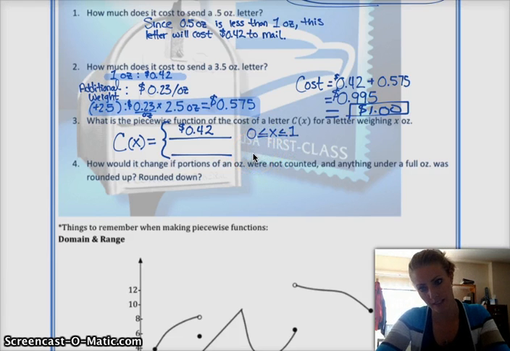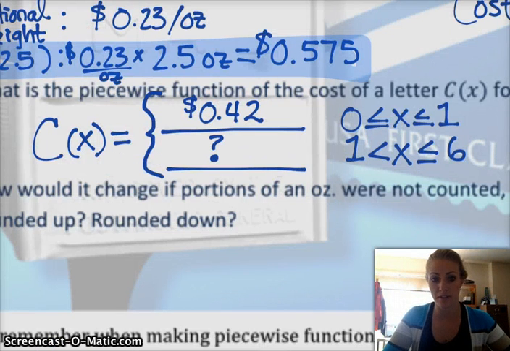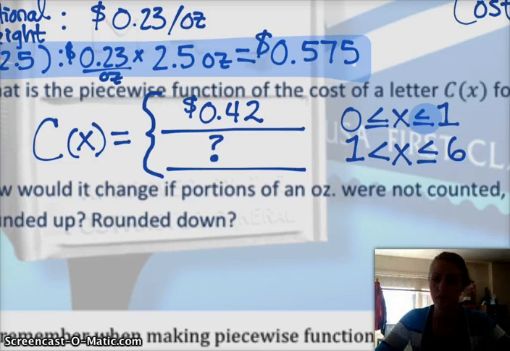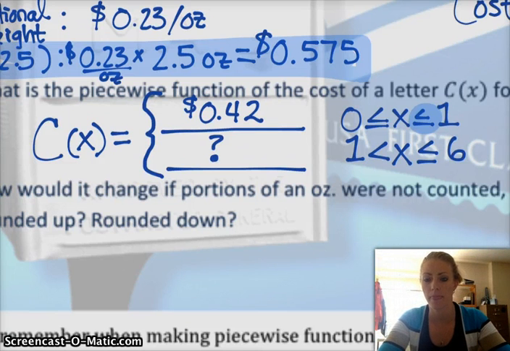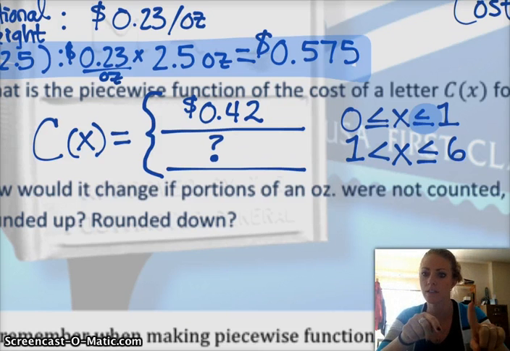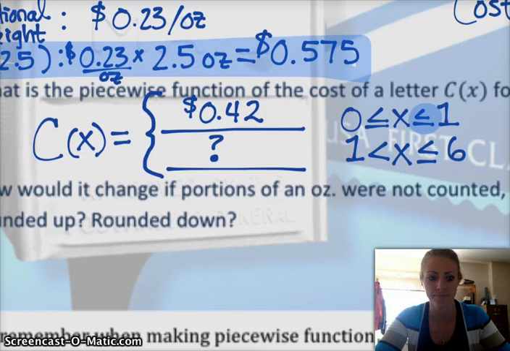If X is larger than an ounce and less than 6 ounces, then we need a different function, and now we need to figure out what that function is. Just keep in mind that I have this less than or equal to on 1, because if the weight of the letter is exactly 1 ounce, they'll still only charge you 42 cents. However, if it's more than 1 ounce, then they will charge you in the next bracket.